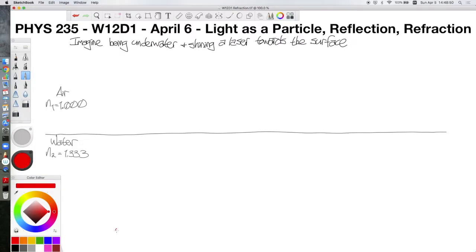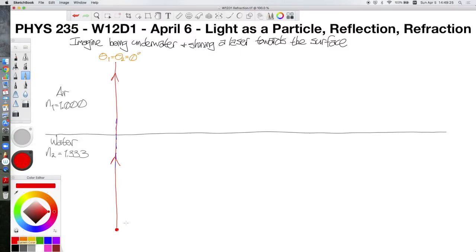Let's say we're down here, and we want to imagine different angles we could shine this laser at. One of them is we could shine the laser straight upward towards the surface, so that our laser's path is aligned with the normal. And in this case, the laser will simply pass straight through without bending at all, because all of our thetas are 0, and sine of 0 is 0.